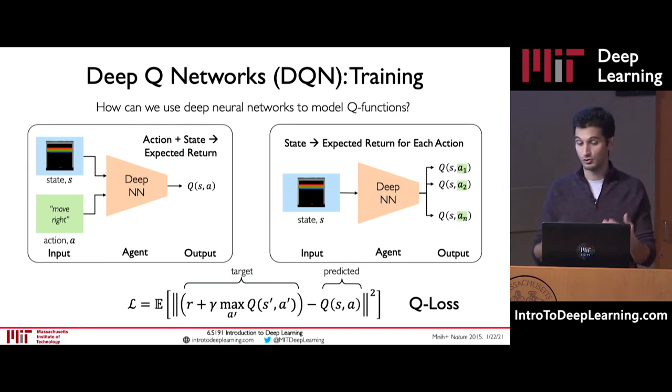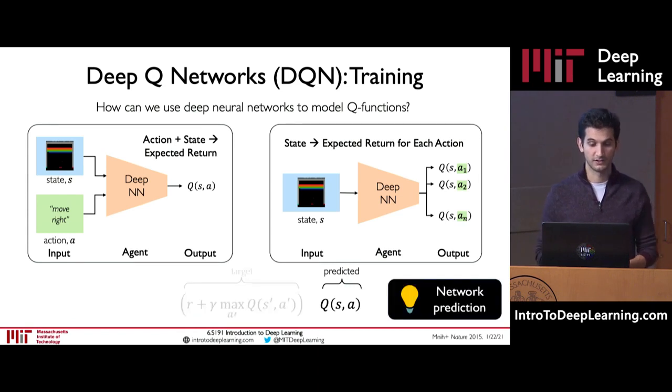So this is known as the Q loss. And this is how we can train deep neural networks, right? So we predict some value. We pass our state and our actions through our network, and we get some value. That's on the right side, the predicted value right here.